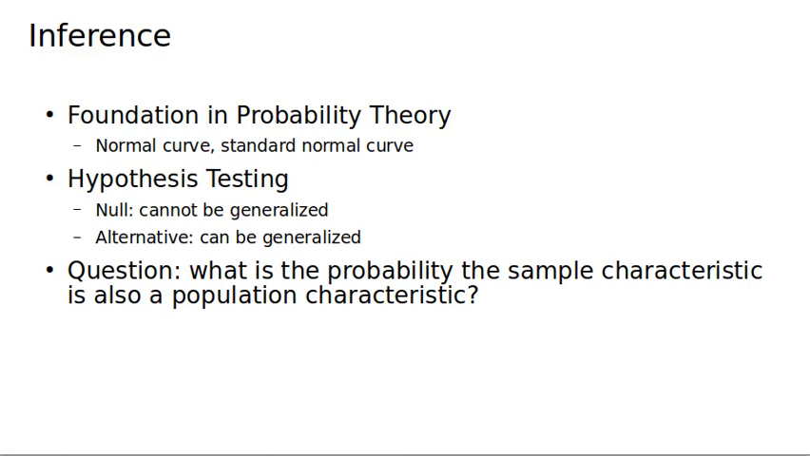also the mean or the median of the population, for instance? So the null would be that we can't generalize. We don't have enough evidence. The alternative is that we can generalize. So the sample characteristics can be generalized to the wider population. So where probability theory comes into that is this question: what is the probability that a sample characteristic is also a population characteristic?